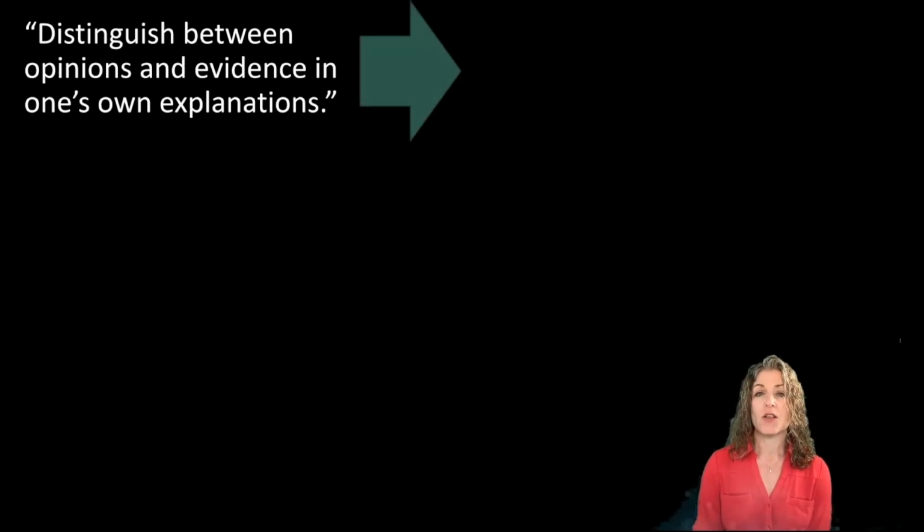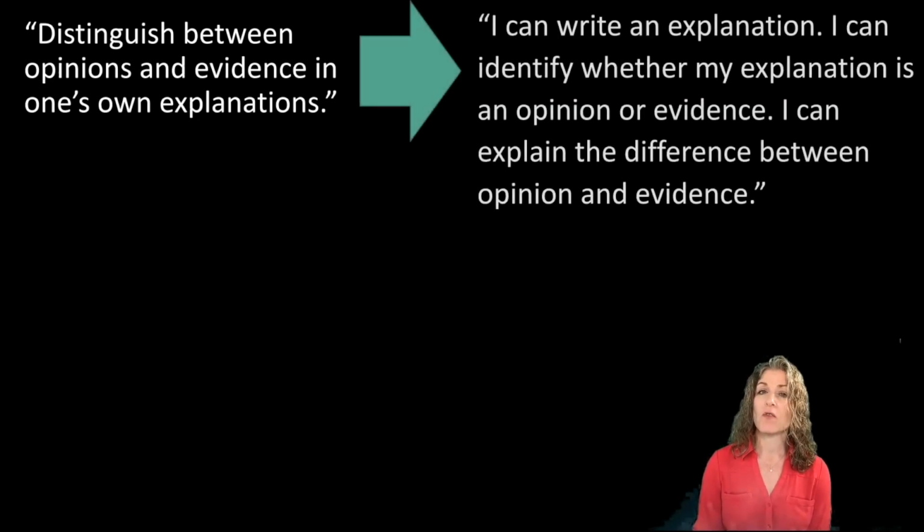Here's an example from a K through 2 grade level. "Distinguish between opinions and evidence in one's own explanations." Change this to, "I can write an explanation. I can identify whether my explanation is opinion or evidence. I can explain the difference between opinion and evidence." Notice that you may need to use several shorter or simpler sentences to replace the complexity of curricula designed for teachers to read and use.